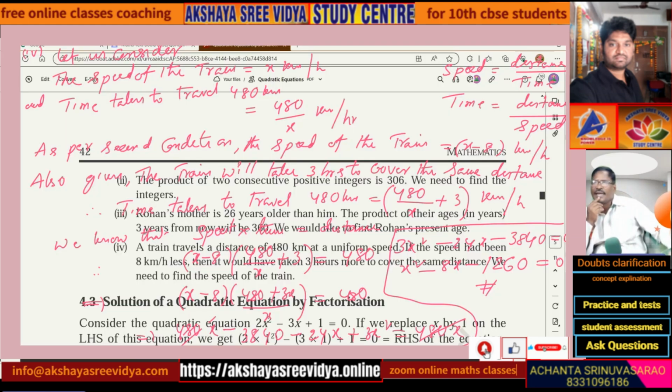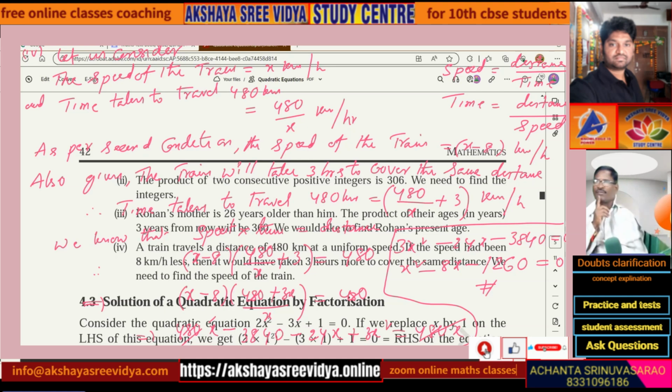Okay. A train travels a distance of 480 kilometers at uniform speed. If the speed had been 8 kilometers per hour less, then it would have taken 3 hours more to cover the same distance. We need to find the speed of the train. Let us consider the speed of the train is x kilometers per hour.